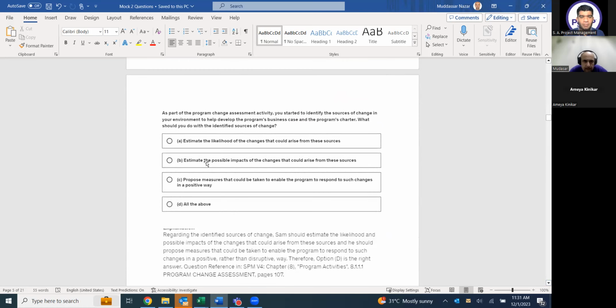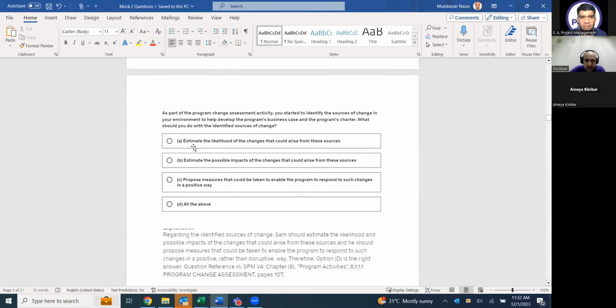Okay. The next question is, as part of program change assessment activity, you started to identify the sources of change in your environment to help develop the program's business case and program charter. What do you do with the identified source of change? So it means we are in the initiation phase, and he's saying when you're making the business case or charter, you have to look at the environmental factors.